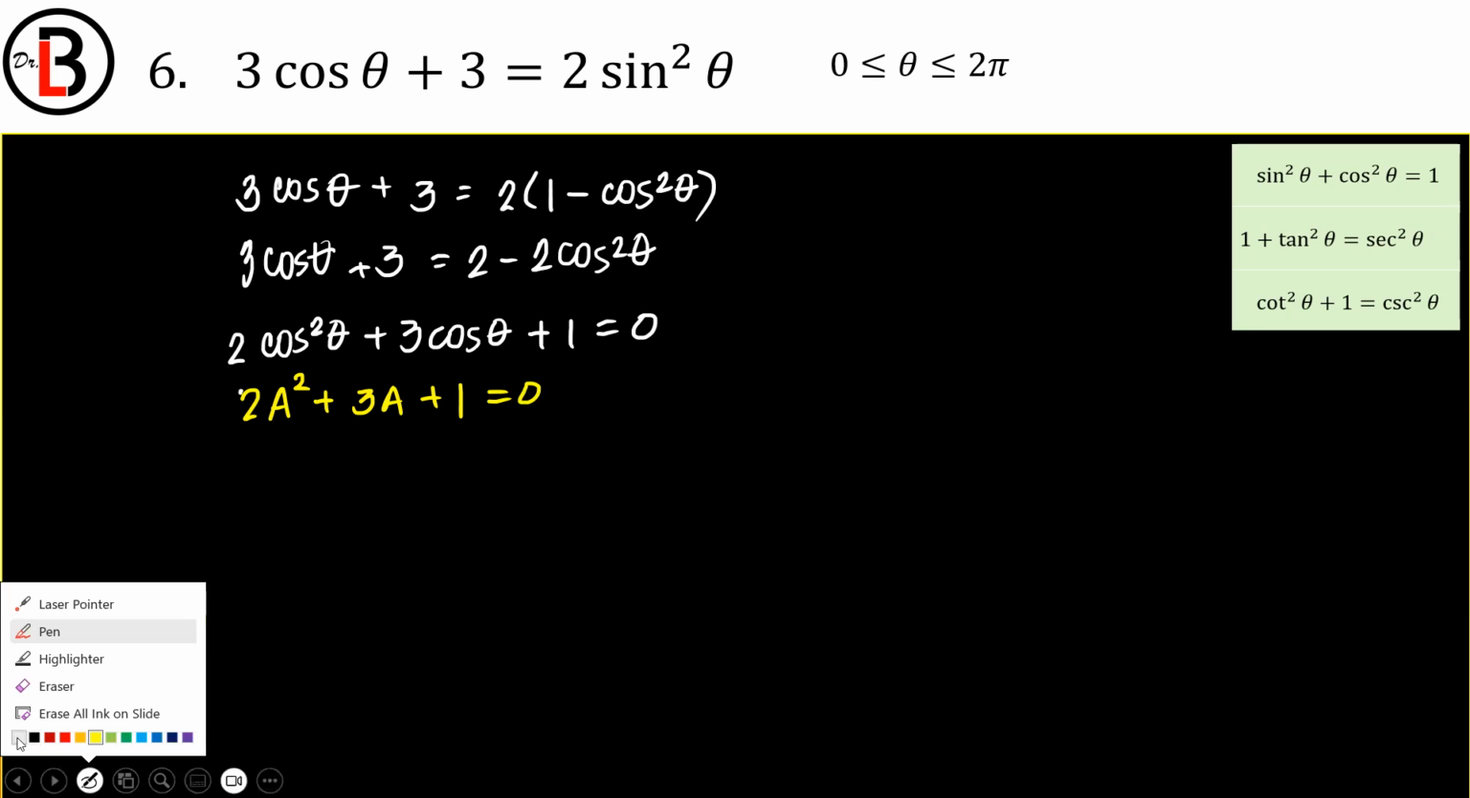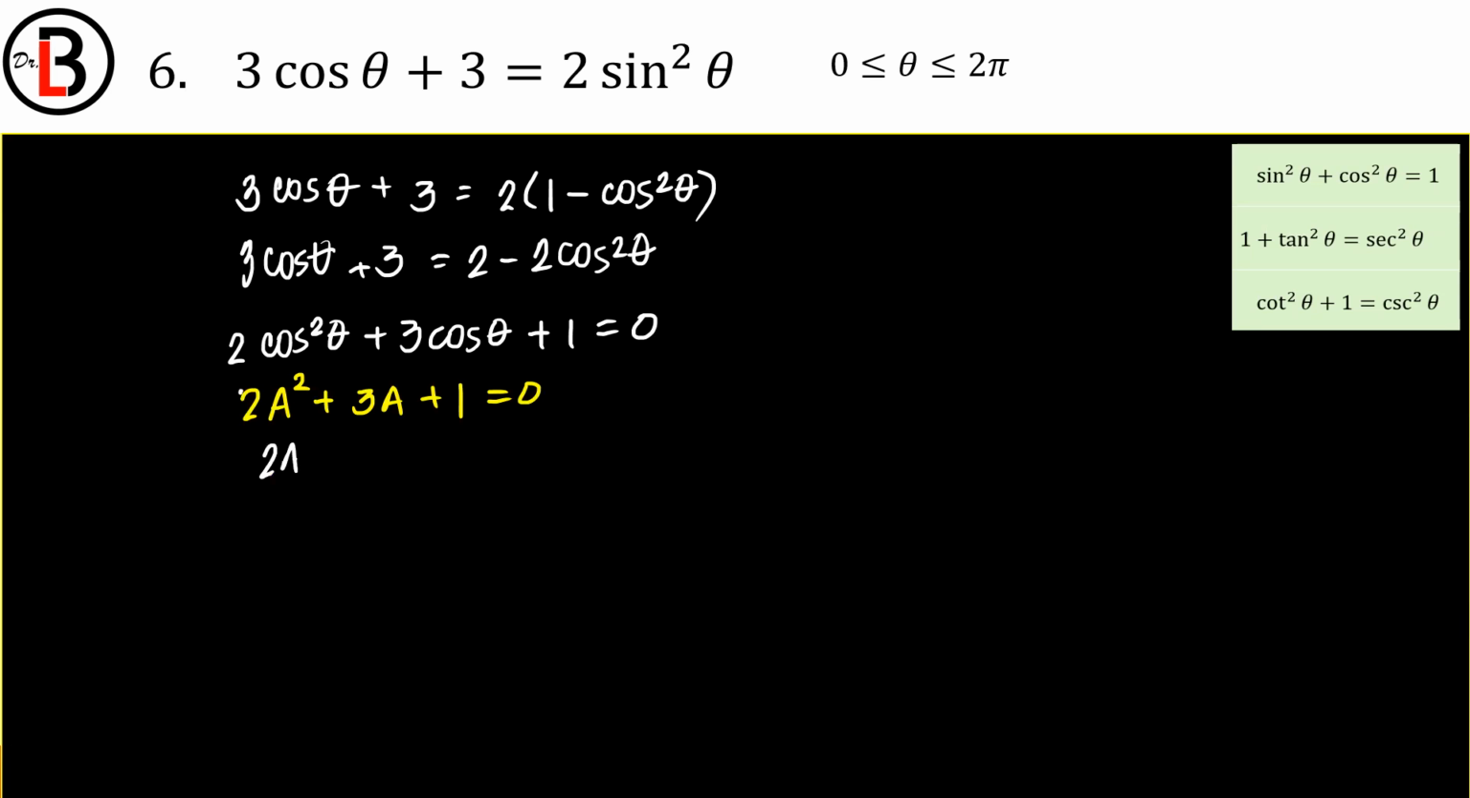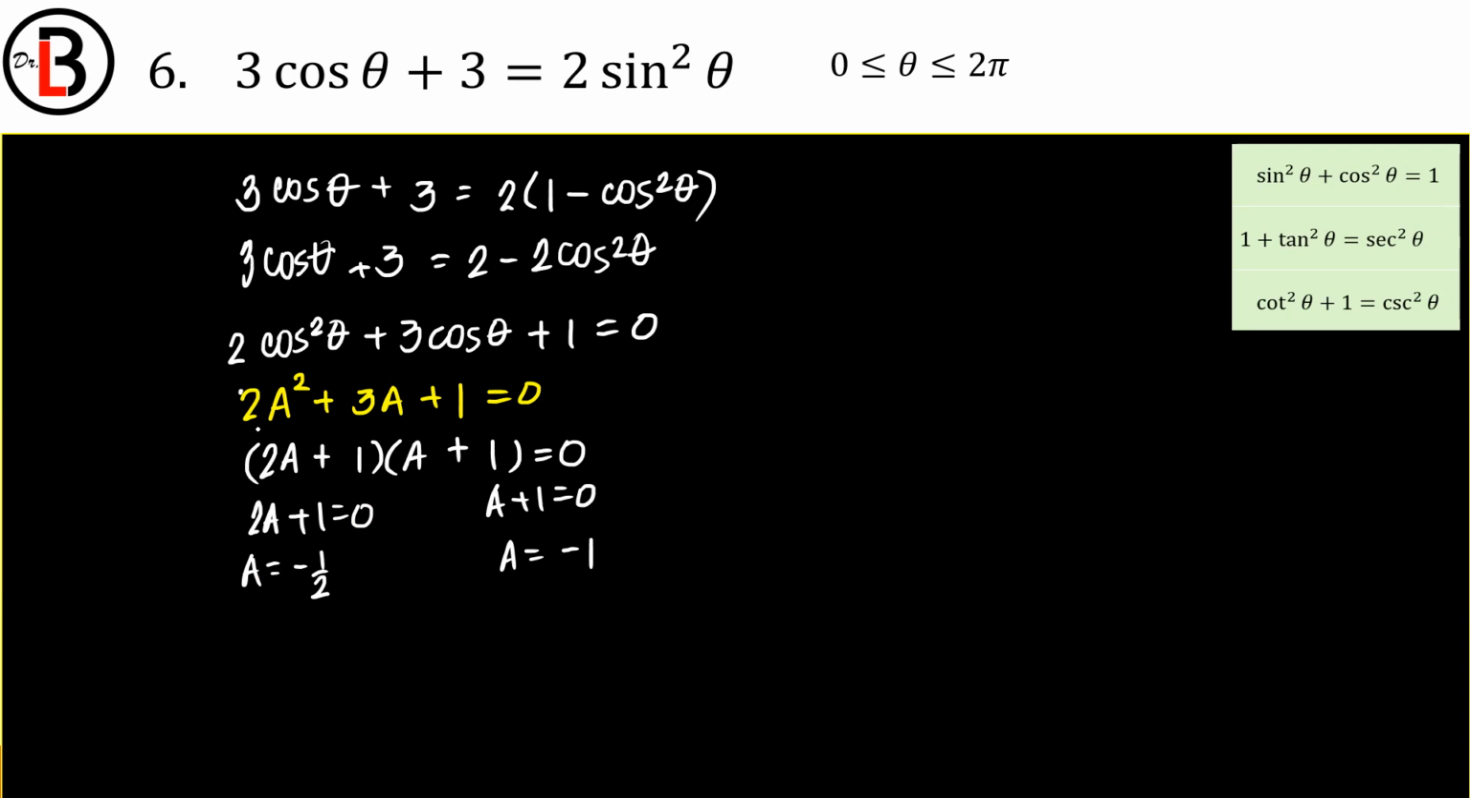So if I factor this out, this becomes 2a plus 1 times a plus 1. So both are plus. So either 2a plus 1 is 0 or a plus 1 is 0. A is negative 1/2 and a is negative 1. But then what is a? A is actually cosine theta.